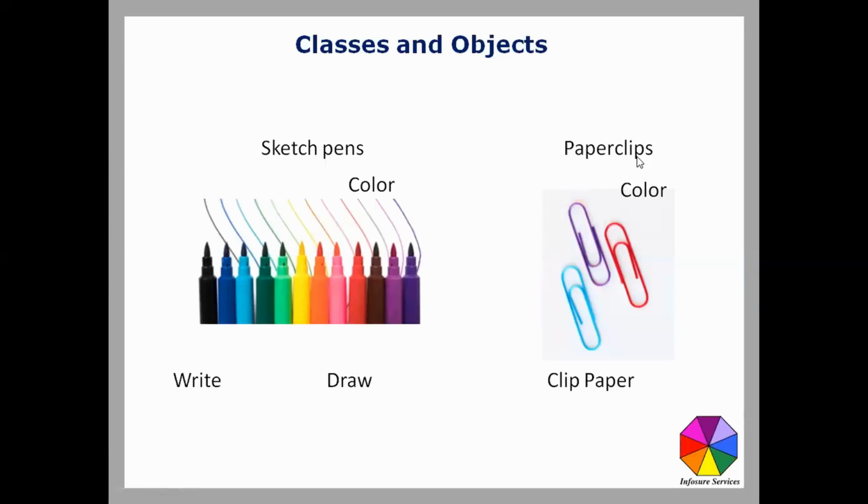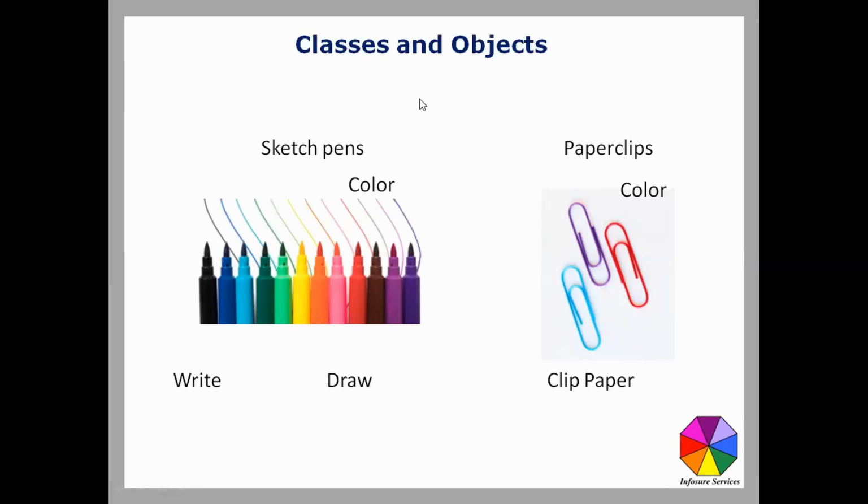Another example here is paper clips. Paperclip is the class name. Color is the property. Color is a property, and these are three separate paper clips with different colors. These are three separate objects. And so this class name is paperclip. Of course, you can clip the paper, so that is a method of that class. With the paperclip, you can clip papers, right? So this is a method.